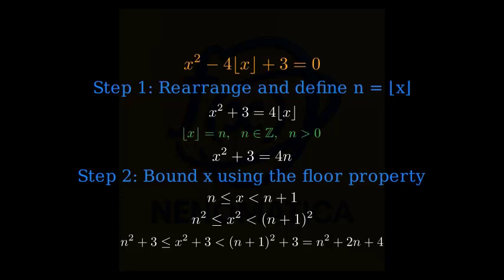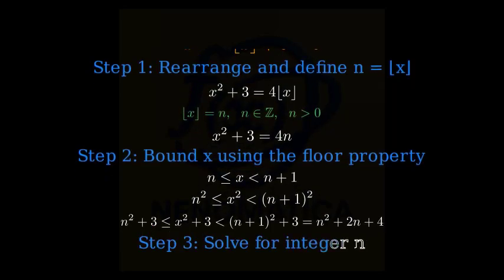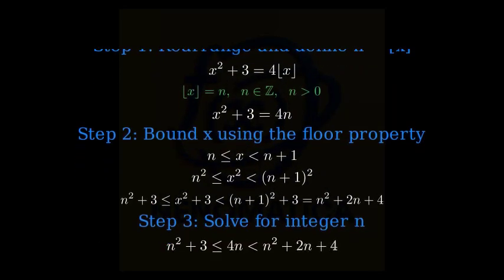Now add 3 to all parts to match the left side x squared plus 3. This yields n squared plus 3 is less than or equal to x squared plus 3, which is less than n squared plus 2n plus 4. Step 3. Substitute x squared plus 3 equals 4n into the bounds.